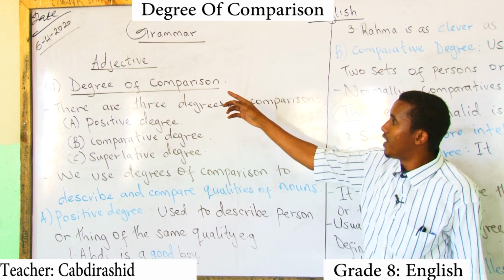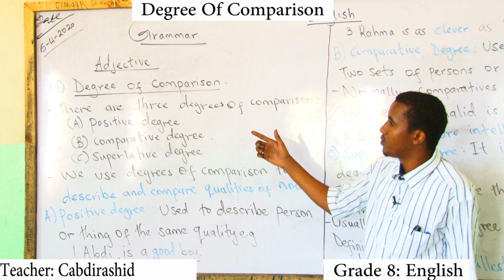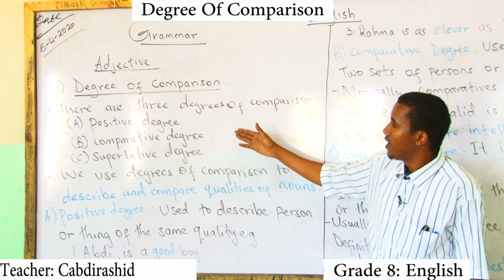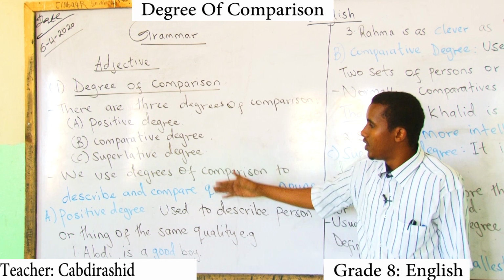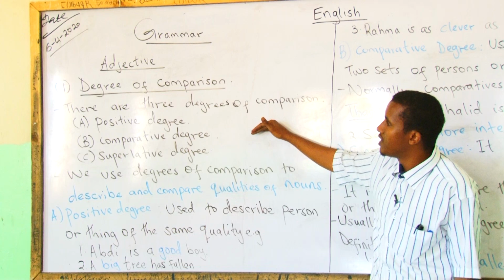Okay, we are going to start where we were, adjectives. Our last substrand is going to be degree of comparison. In English there are 3 degrees of comparison: positive degree, comparative degree and superlative degree. We use degrees of comparison to describe and compare qualities of nouns. That's the reason why we use these degrees of comparison.